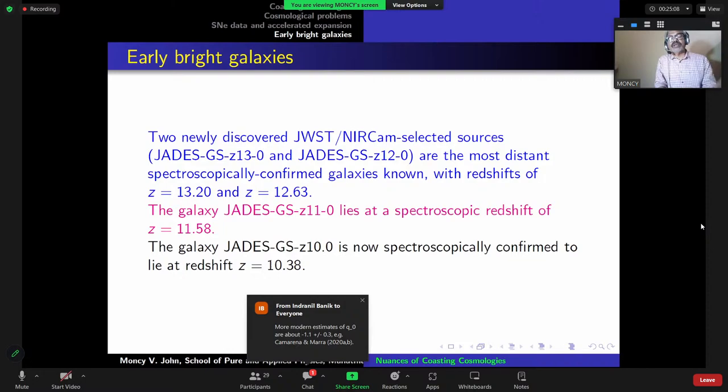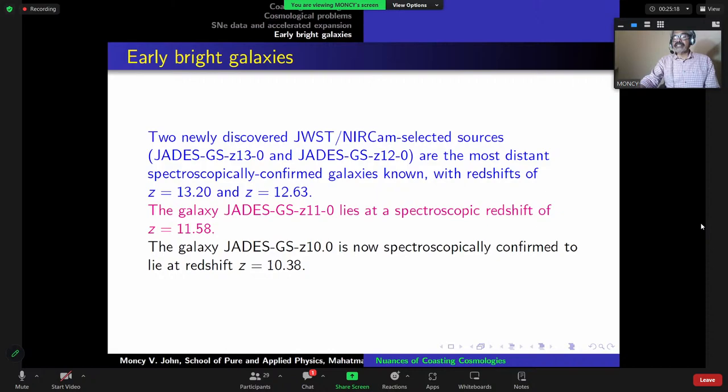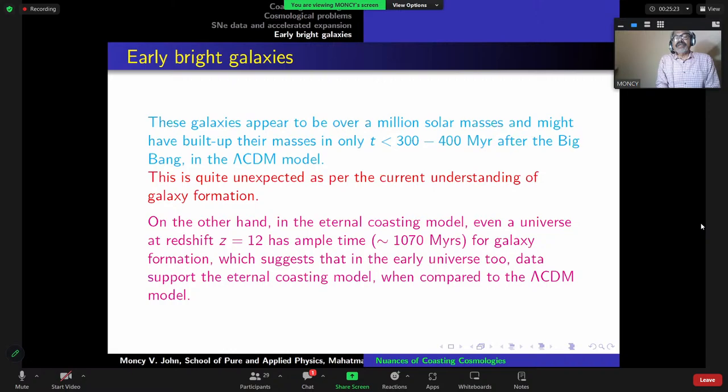12.6, and so on. So the problem with these galaxies, the farthest galaxies ever observed, is that in order for them to appear in such a massive manner, over a million solar masses, they might have built up their masses in only less than 300 to 400 mega years after the Big Bang, as per the calculations in the lambda CDM, with the same Hubble parameter value. This is quite unexpected as per the current understanding of galaxy formation.